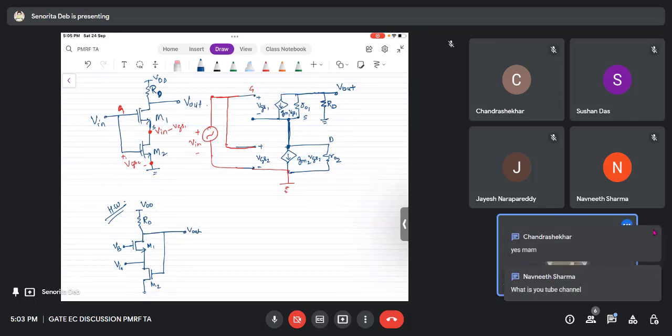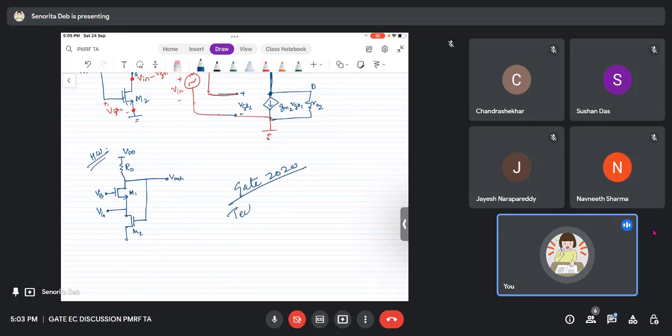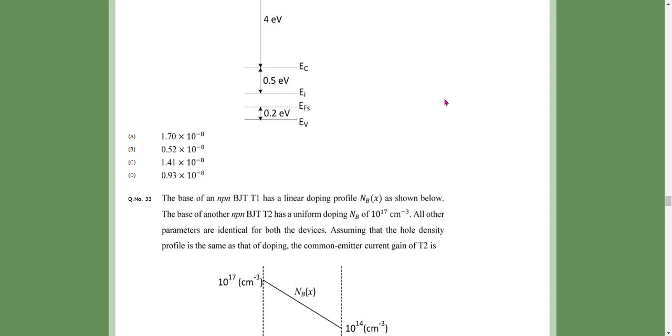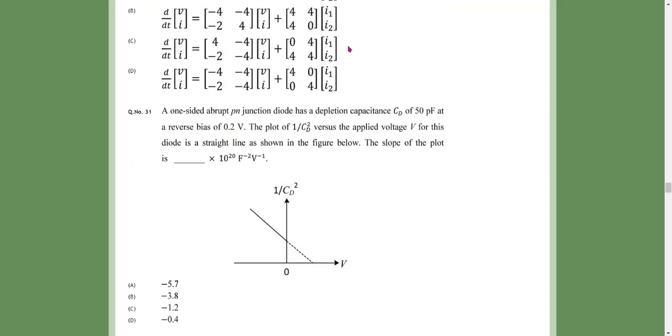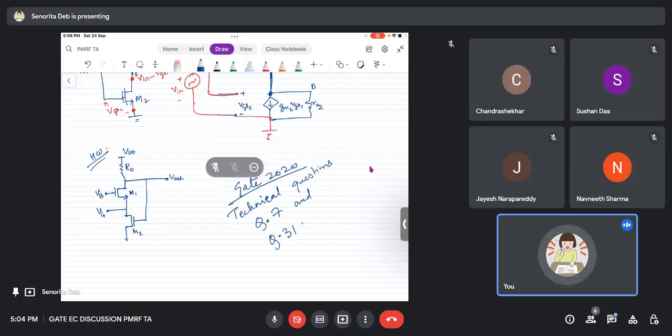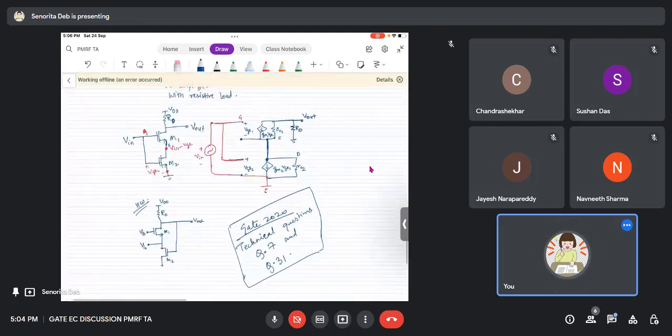Okay, then in the next class, I will tell you what Chandrasekhar had asked. You guys can also see GATE 2020 in the technical questions. Question number 7, and I think it was question number 30. Is it? It was question number 31. Okay. So you guys can also see these two questions. Next class I will try to solve these two, and then we will move forward with MOSFETs.